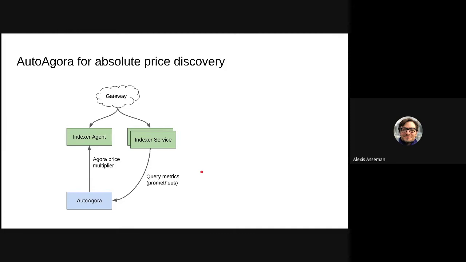So here there's less data flow involved for this. What we're doing is that we are tapping into the query metrics from the Prometheus probes that the indexer service is serving, and just using this to measure the number of queries per second, and execute the reinforcement learning algorithm.